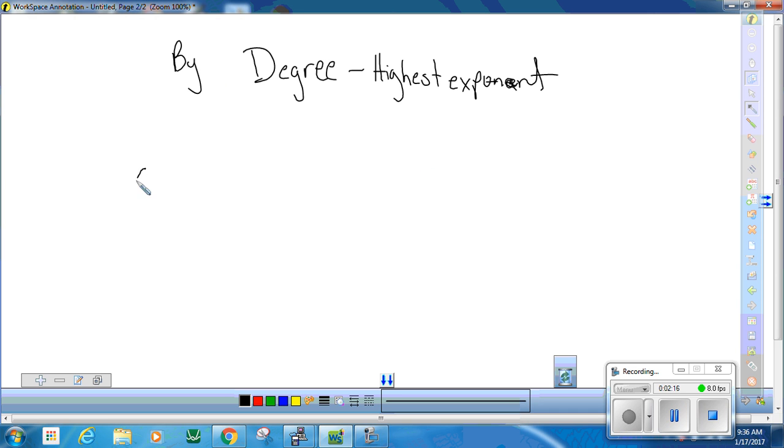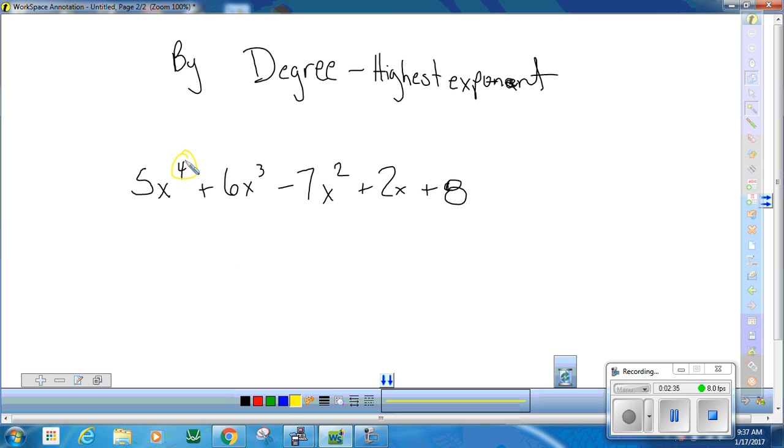So for example, if I have 5x to the 4th plus 6x cubed minus 7x squared plus 2x plus 8, if this is my polynomial, then the degree is 4. It's a 4th degree polynomial. We do have some names to go along with the degree. You can just call it 4th degree by the number, but we do have some names that go with specific degrees.